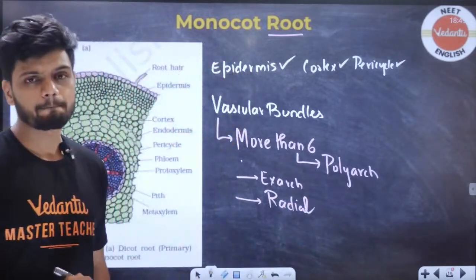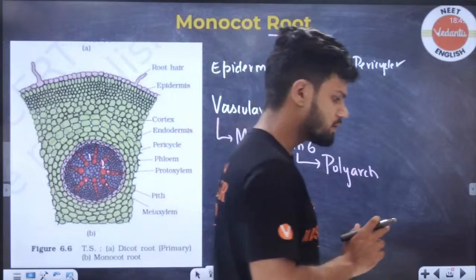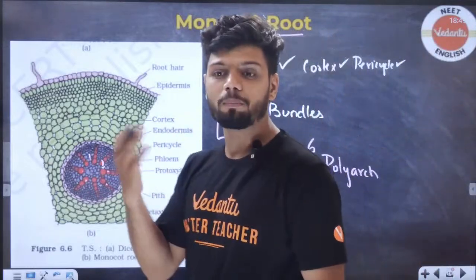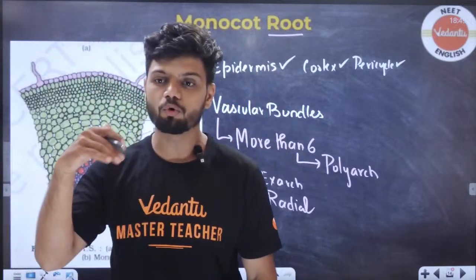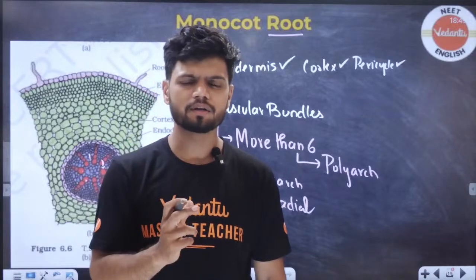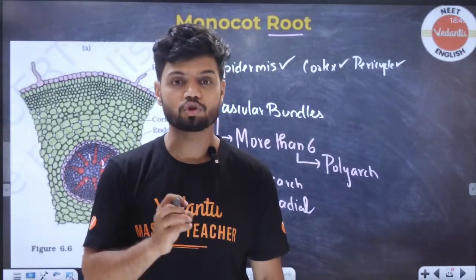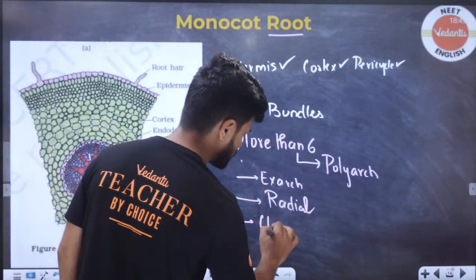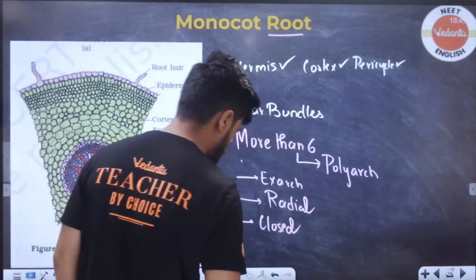But students, tell me, this is a monocot right here. Will it be open or closed now? Tell me, all of you. Think again. It is monocot. There is no secondary growth, so it should be closed. It should be closed completely.